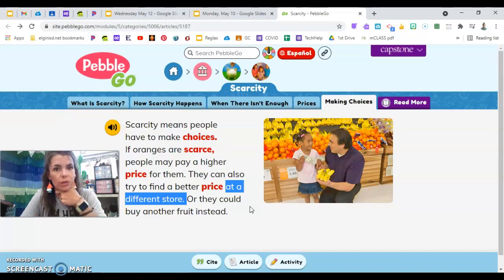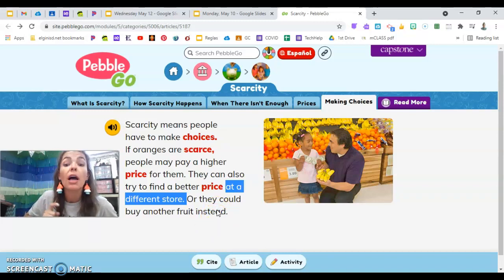I want to know what you would choose. Think about it for a second. Do you really want oranges? Will you pay more? Or just get a different fruit? Or go to a different store? What would you do? Do you have your decision? Raise your hand if you would go to a different store and see how much their oranges cost.